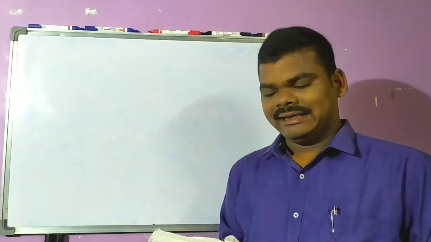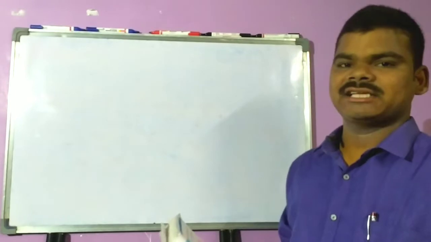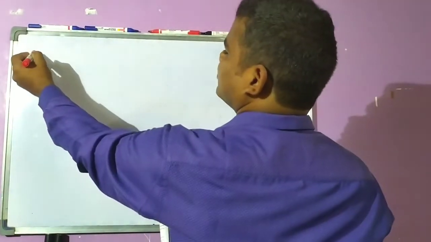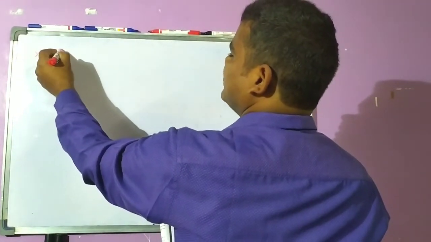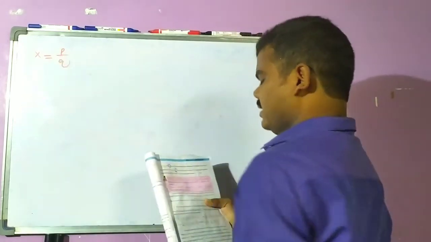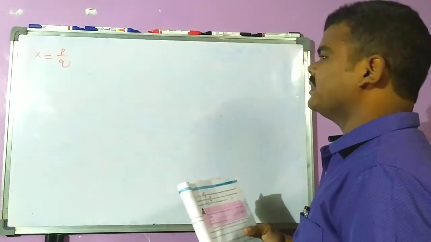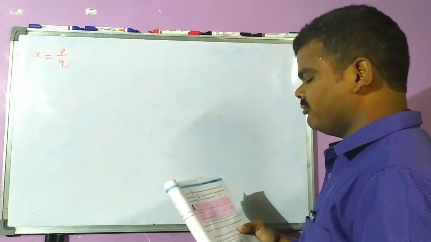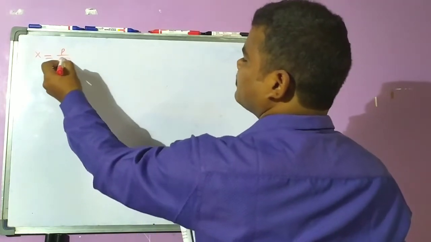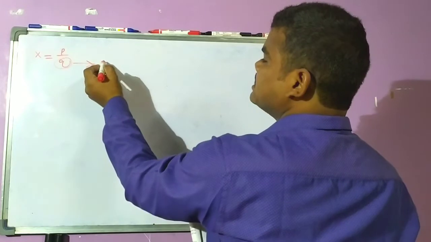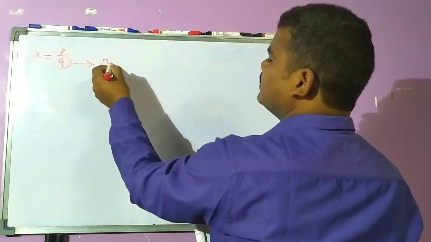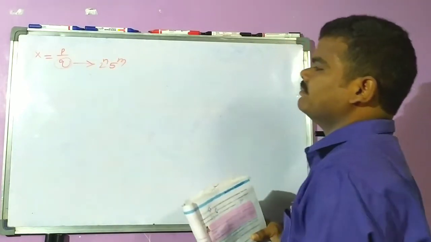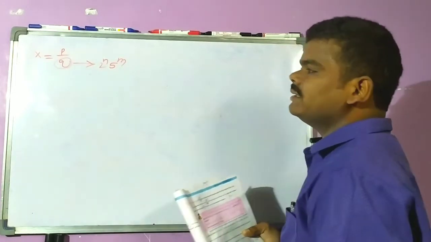Now, let x be any rational number. The rational number is of the form x = p/q, where p and q are co-primes. The prime factorization of q is of the form 2^n × 5^m, where m and n are any integers.